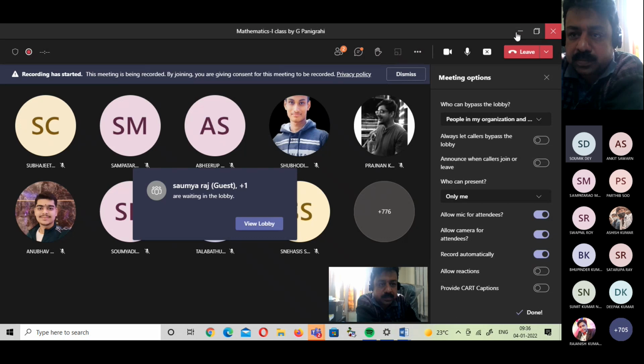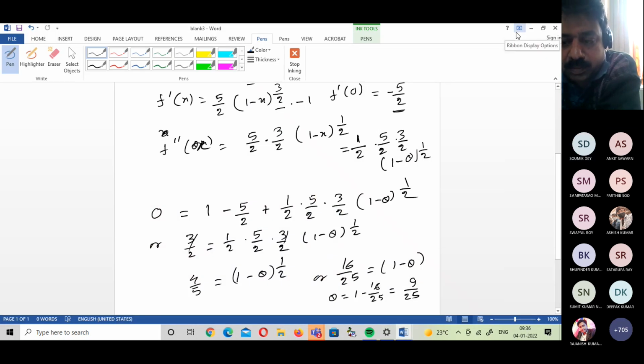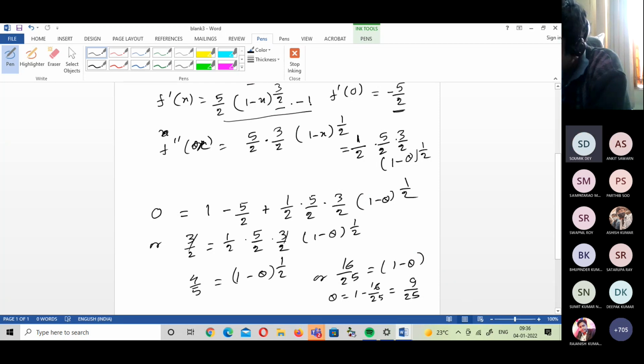Sir, what will be the minus 1 in the second derivative? Because the derivative of 1 minus x will be minus 1. 1 minus x into 1, into the previous minus 1 is already present. For the second derivative, there should be an extra 1 by 2 over there? Yes, this sign is okay, but in this, this 1 by 2 should not come.